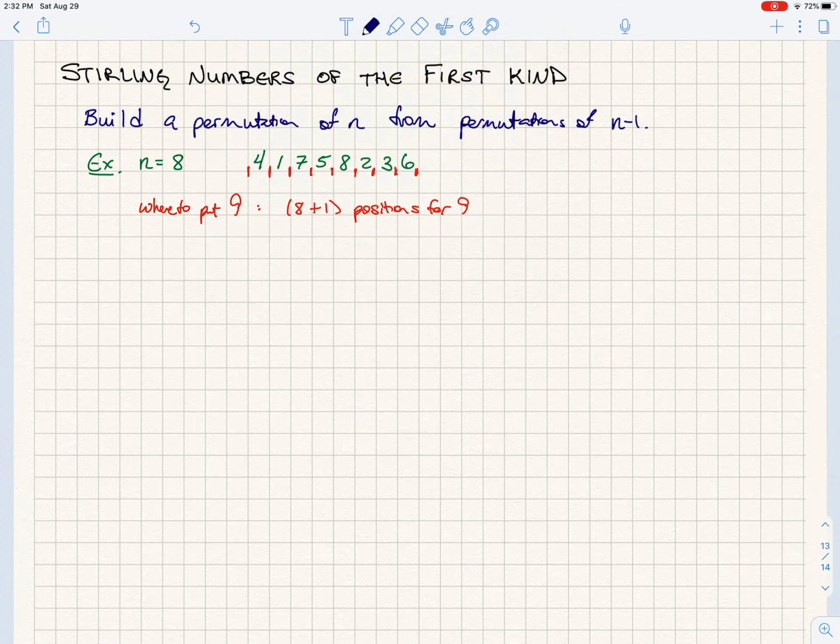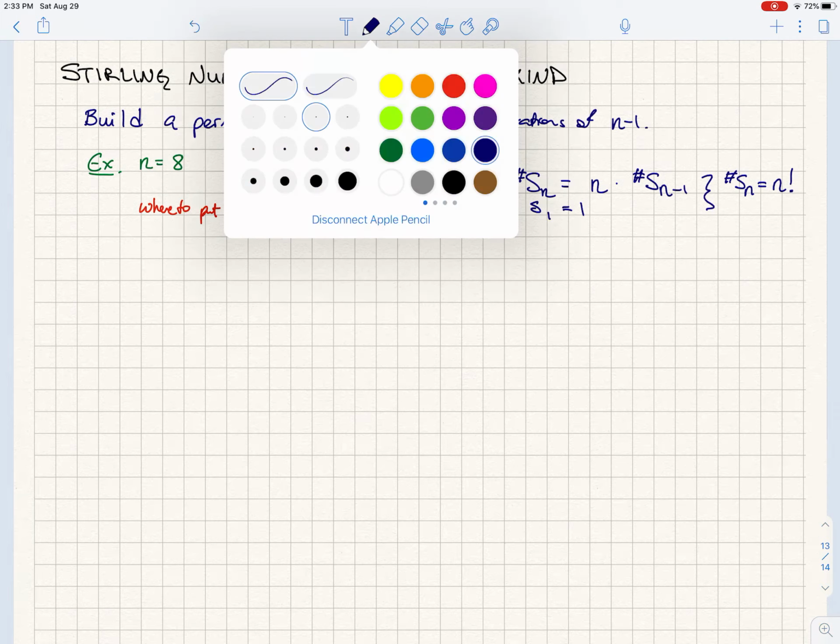And the upshot of all of this is that when we generalize this off of n equals 8, we get the formula that the number of permutations of n is equal to n times the number of permutations of n minus 1. And of course, if we use our base case that S_1 equals 1, then together these prove that the number of S_n is equal to n factorial, which is maybe the definition of it. So we want to use the same idea anytime we have permutations and we're trying to get a recurrence relation. The idea is, how do we build up to the next level?